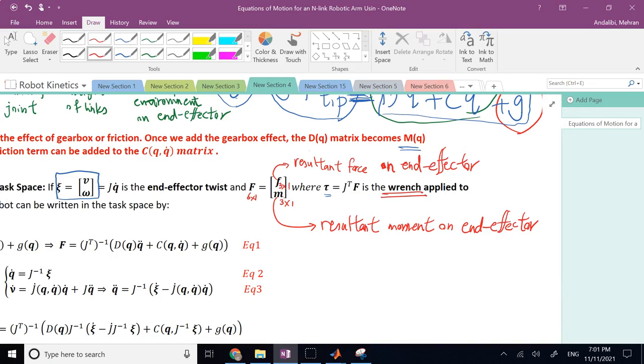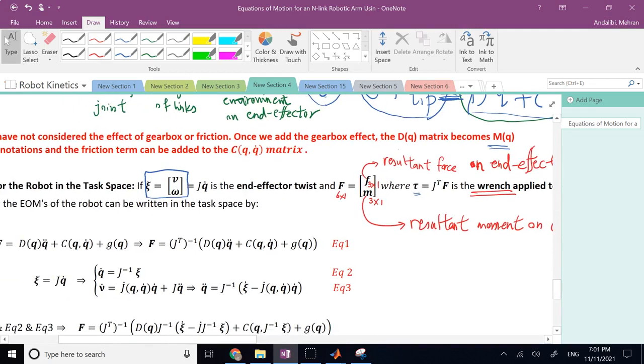So we consider this capital F as our driving agent of the motion, and then for the result of the motion, instead of focusing on the 6x1 vector of joint velocities, we focus on the 6x1 vector of what? The linear velocity and angular velocity of the frame attached to the end effector. And we know this vector xi, we call it the end effector twist.